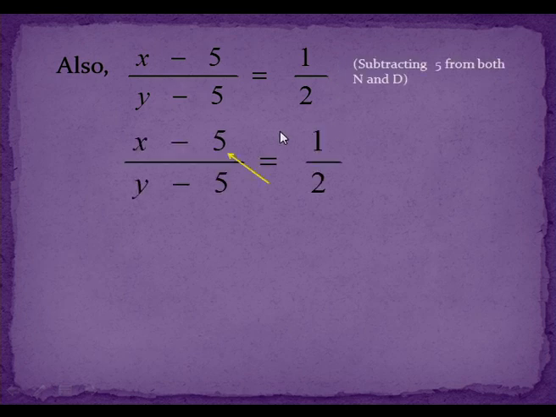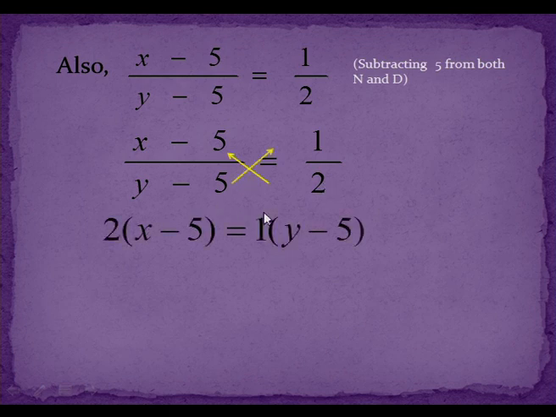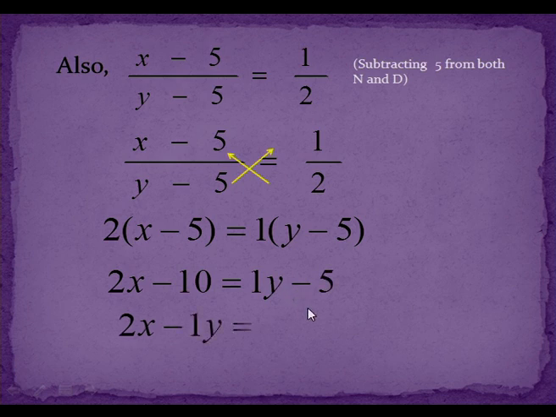We are doing the same thing here again, children. We are cross multiplying. So, what do we get here? 2 times of (x minus 5) is equal to 1 time of (y minus 5). Let us open the brackets. We get 2x minus 10 is equal to 1y minus 5. Let us transpose the terms. We get 2x minus 1y is equal to 10 minus 5, and I get 2x minus 1y is equal to 5. Let us number this equation as 2.